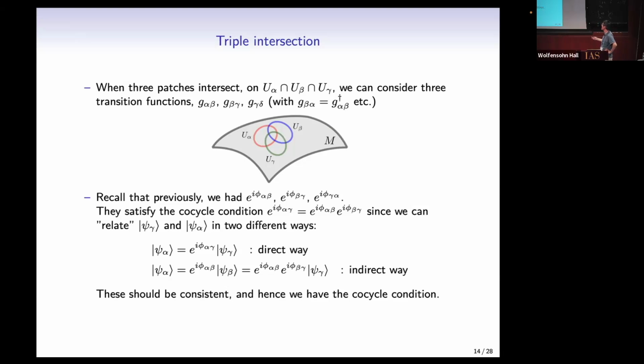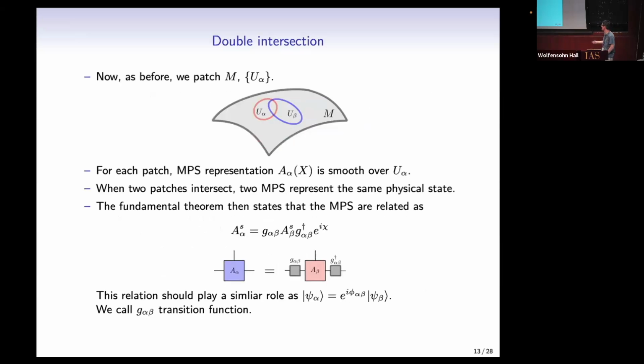To go from psi alpha to psi gamma, I can consider a direct gauge transformation between alpha and gamma, so there's the transition function e to the i phi alpha gamma. But you could do this in an indirect way, going from psi alpha to psi beta first, and then doing the next gauge transformation from psi beta to psi gamma. This should be consistent, so consistency states that this must hold. This is something called the cocycle condition. So this is the regular case. But now we can discuss how this can be modified if I have an MPS, matrix product state gauge transformation, which is like this.